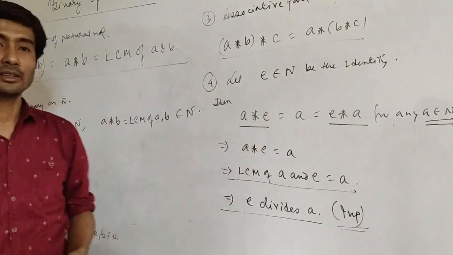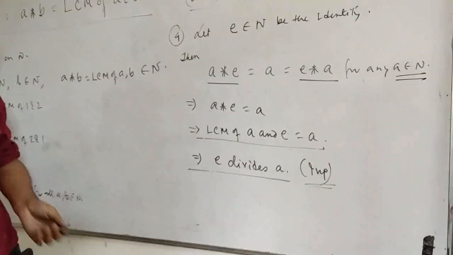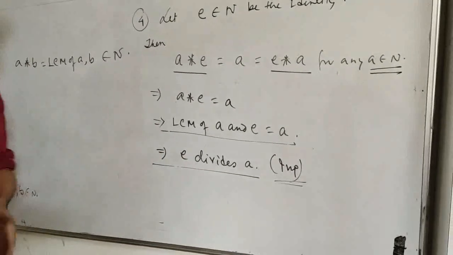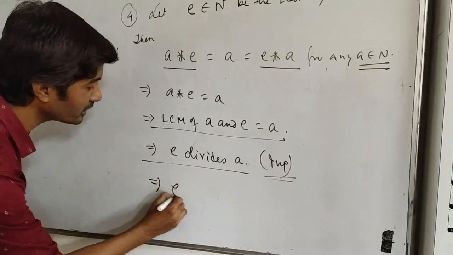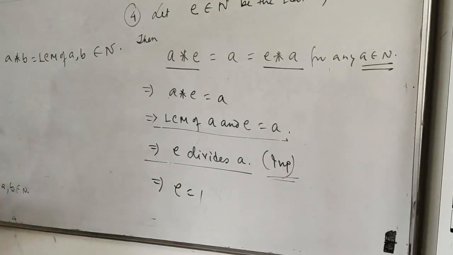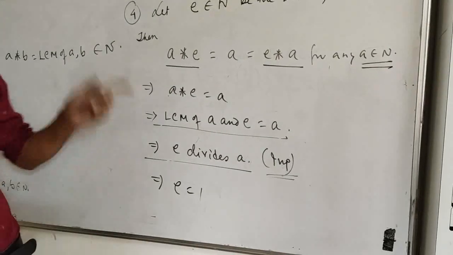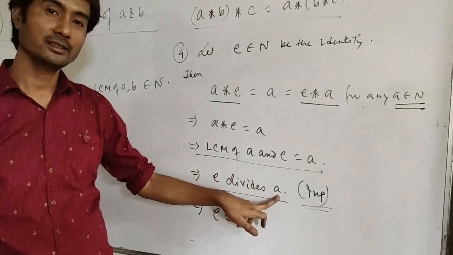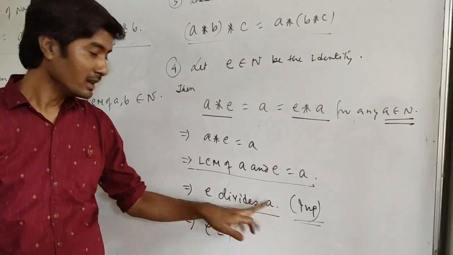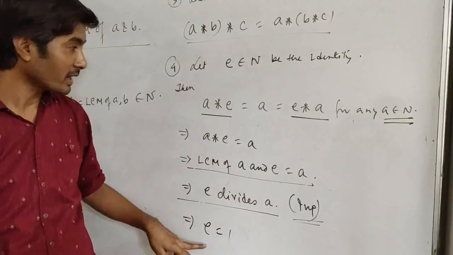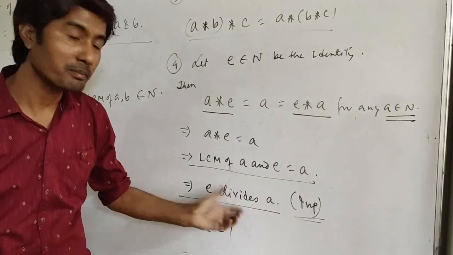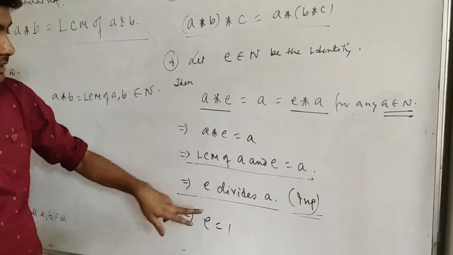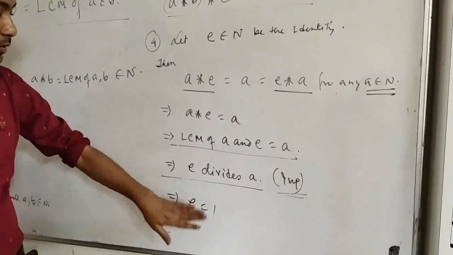the natural numbers. So our common sense says that this number should be 1. Therefore E equals 1. Why 1? Because 1 is the only natural number which can divide any A, where A is any natural number. Therefore, from this discussion, we can make one conclusion, which is E equals 1 here. That is, 1 is the identity.